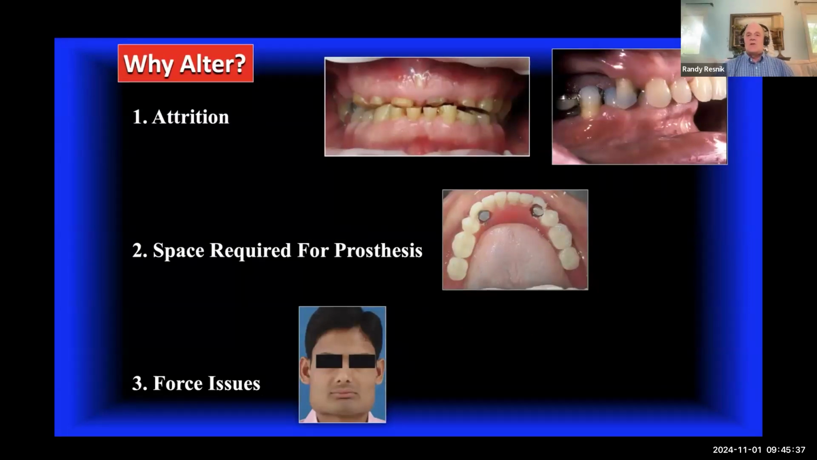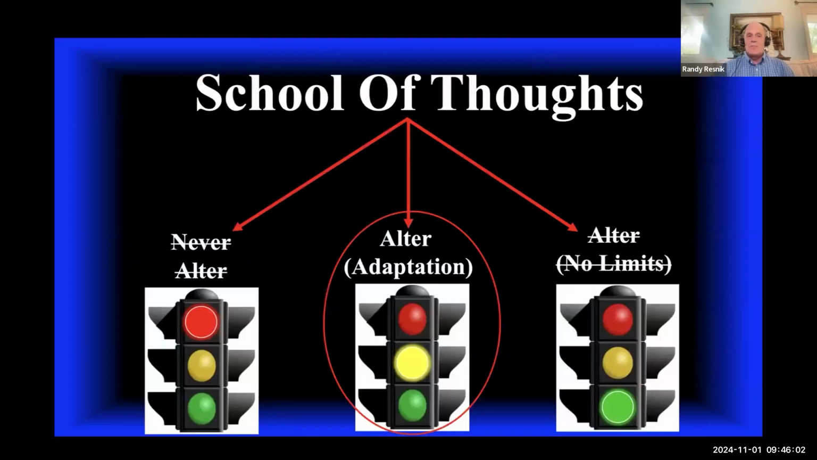When is the most common time for this to happen? Well, look at a patient with attrition. They've worn down their teeth. Well, okay, we certainly have to open them up, or we need space for a prosthesis, or there are force issues. These are bona fide possibilities, but you have to evaluate the patient to see if they can adjust and maintain a reestablished vertical dimension.